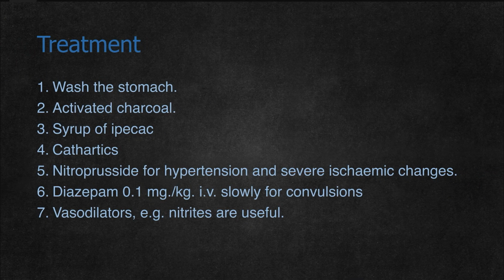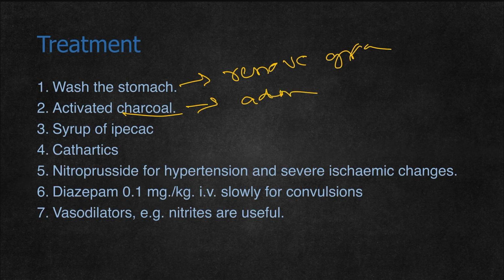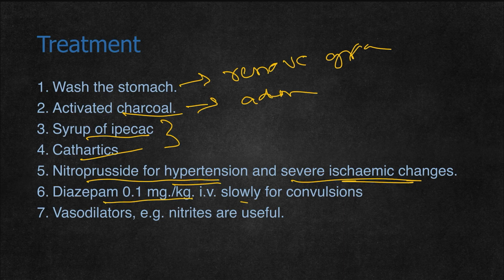Coming to treatment, if acute poisoning is present, stomach wash is done to remove the grains. Activated charcoal absorbs the poison. Emetics are given to remove the poison. Then nitroprusside is given for hypertension and to prevent severe ischemic changes. Diazepam 0.1 mg per kg IV is given slowly for convulsions, and vasodilators like nitrates are useful. These are mainly symptomatic treatments to relieve the person's symptoms.